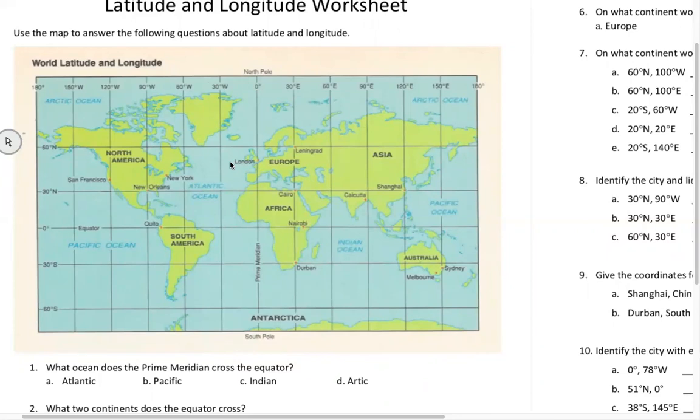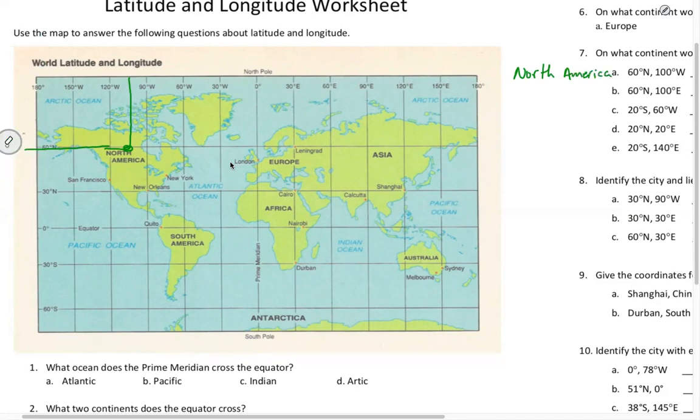Go. All right. It says, on what continent would you find each of the following locations? 60 degrees north, 100 degrees west. North America. So we go here to 60, and we go over to where that's 100. And that's right here, North America. So everybody, for 7A, it's North America.